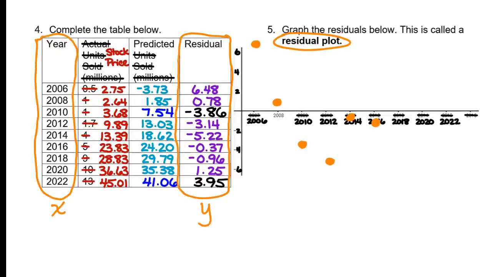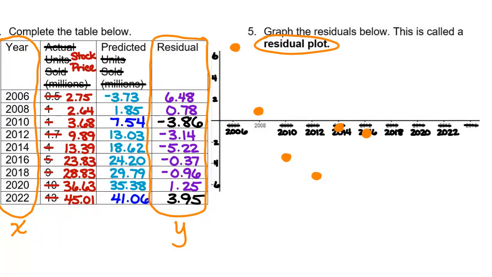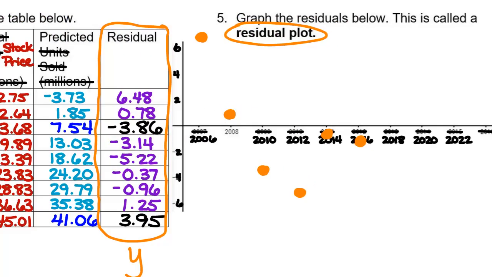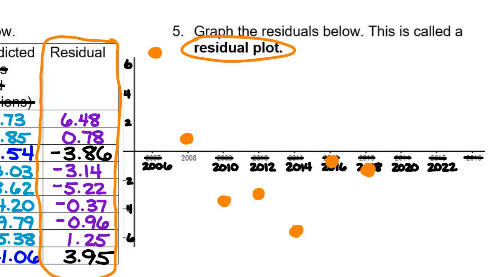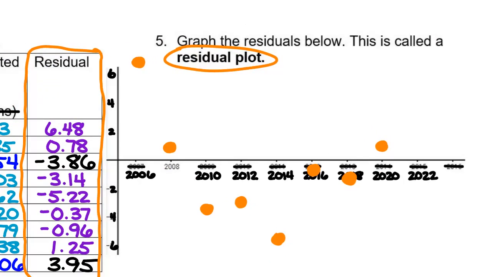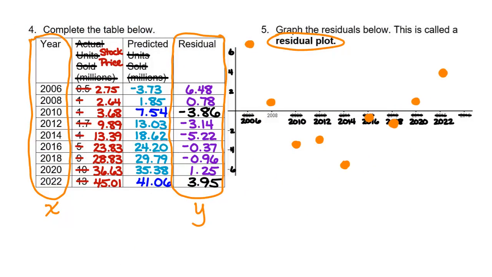Wait, did I miss a year? Yeah, I missed the 3.14. Sorry, let me go back and get the ones. I had 3.86, then negative 3.14. So 2012 is here-ish. And then we had 2014 that was at the negative 5.22. Negative 0.37. Negative 0.96. 1.25. And 3.95 is almost at 4. So up here. And that's where our data stops.